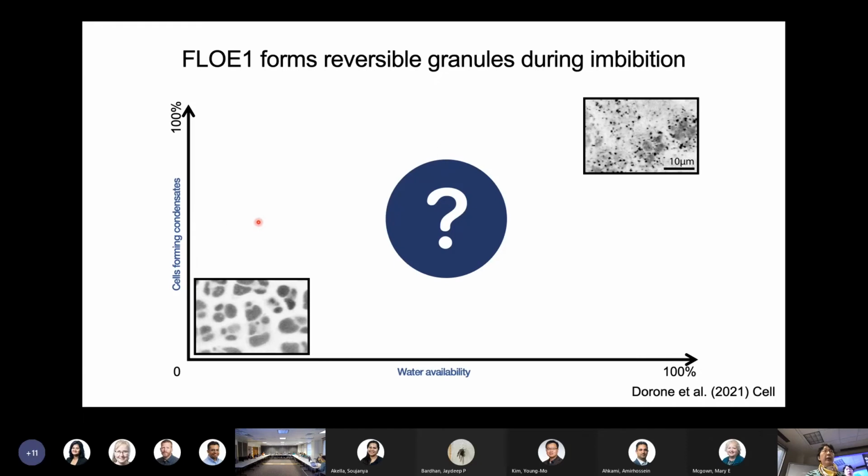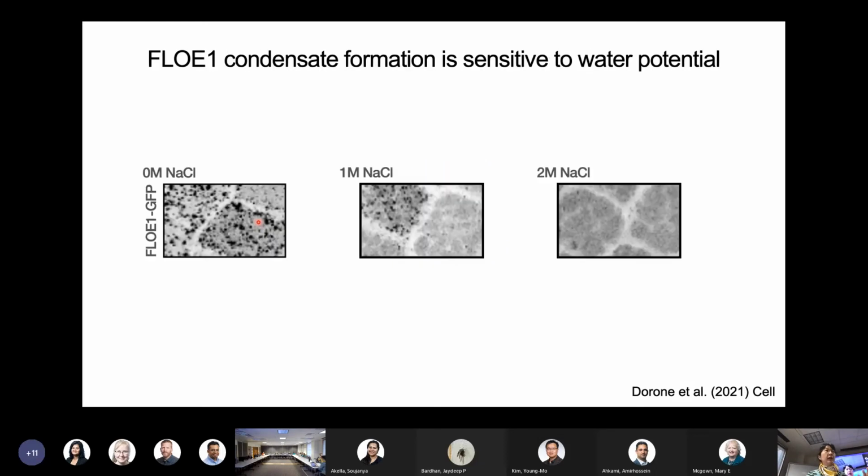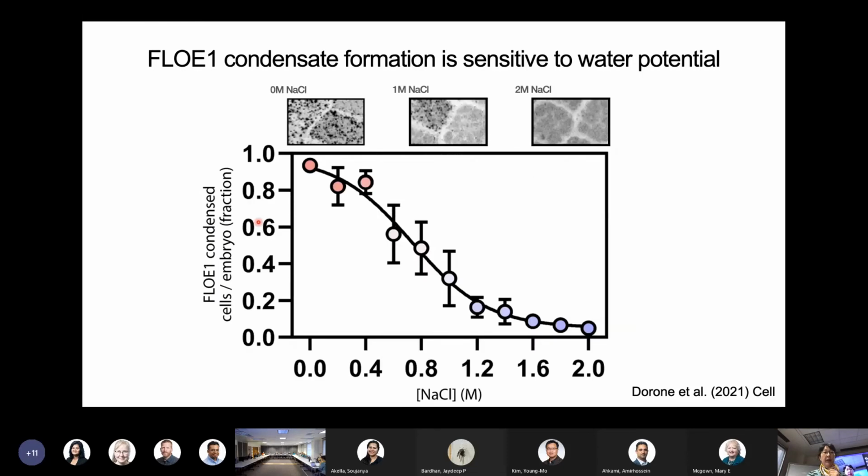But we didn't know how this formation of the granules depended on water potential. So we actually looked at the granule formation in the embryonic root, or the radicle, as a function of water potential using sodium chloride concentrations. And we saw this really interesting quantitative response of granule formation in response to water potential. This is high water potential here, and the low water potential here.